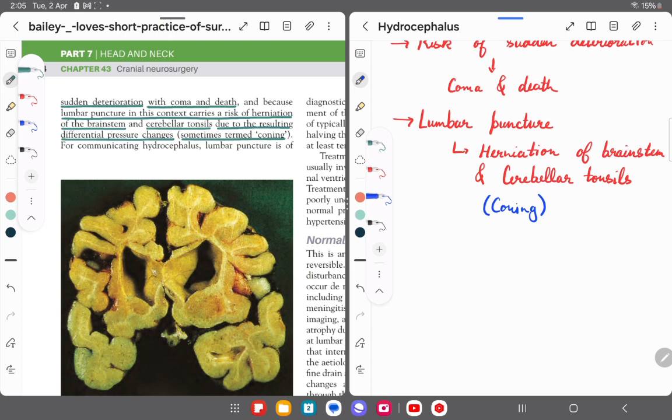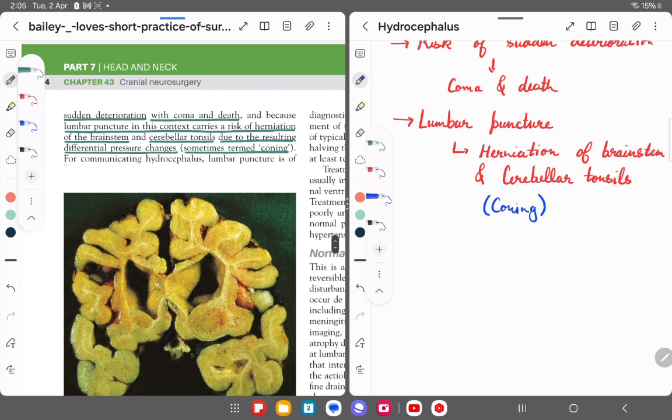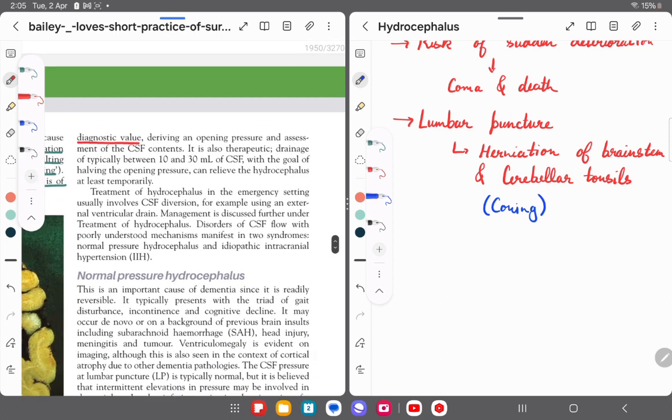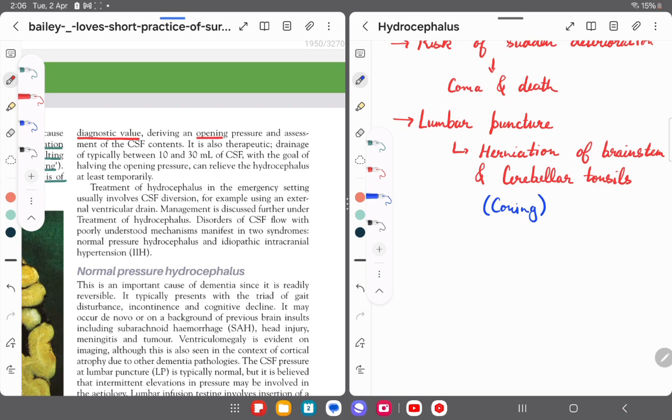So for communicating hydrocephalus, lumbar puncture is of diagnostic value, deriving an opening pressure and assessment of CSF contents. So from lumbar puncture we can derive an opening pressure, and we can also see the CSF contents. It is also therapeutic. Removing typically between 10 and 30 ml of CSF, with the goal of halving the opening pressure, can relieve the hydrocephalus, at least temporarily.